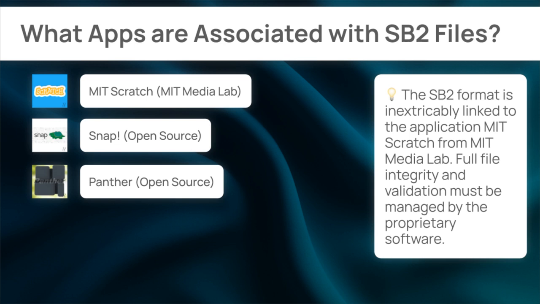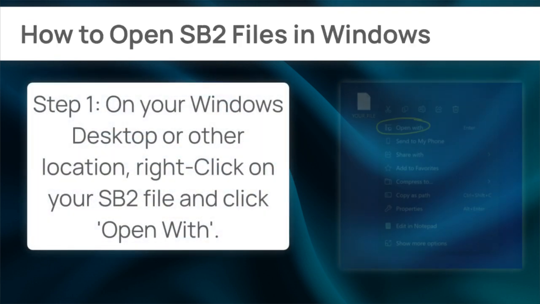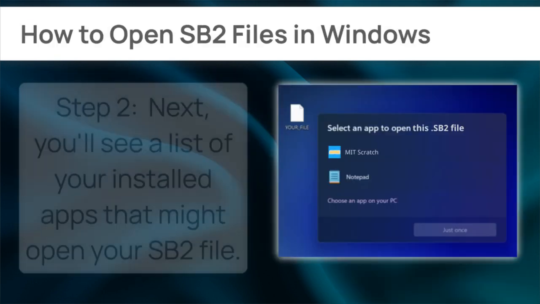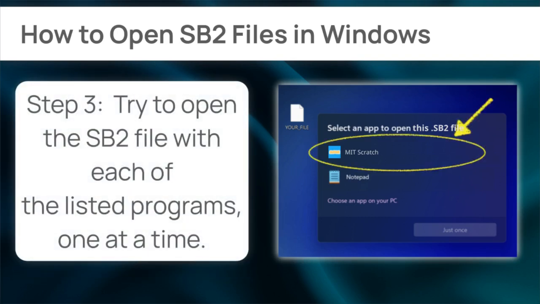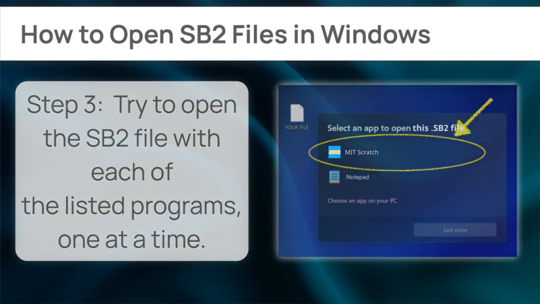Windows offers minimal insight, so reading or editing game files requires engine-aware applications. Open the context menu on the SB2 file and choose Open With. Your priority is testing MIT Scratch. If it fails or is absent, select another program and test until you get access.